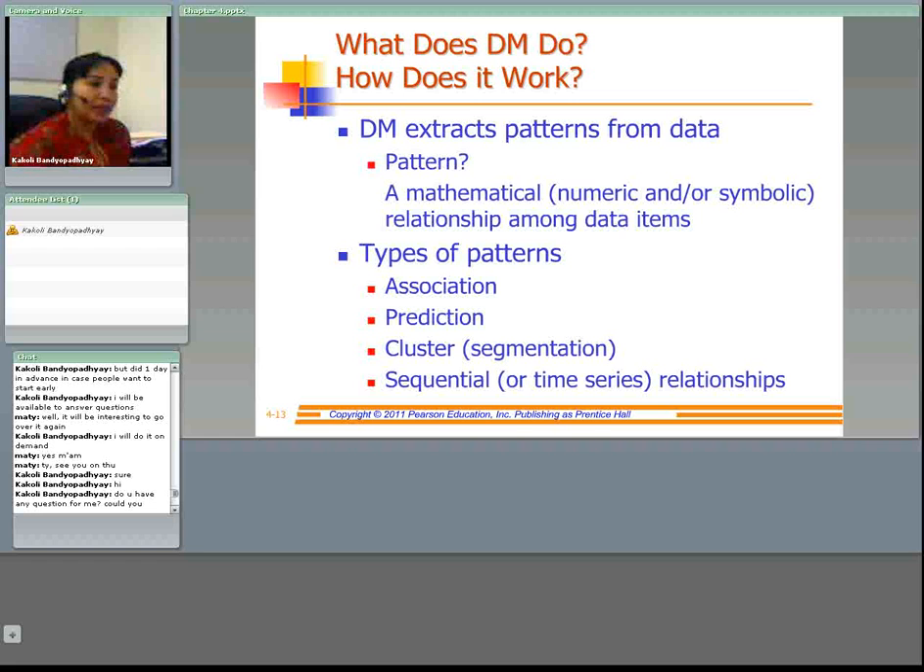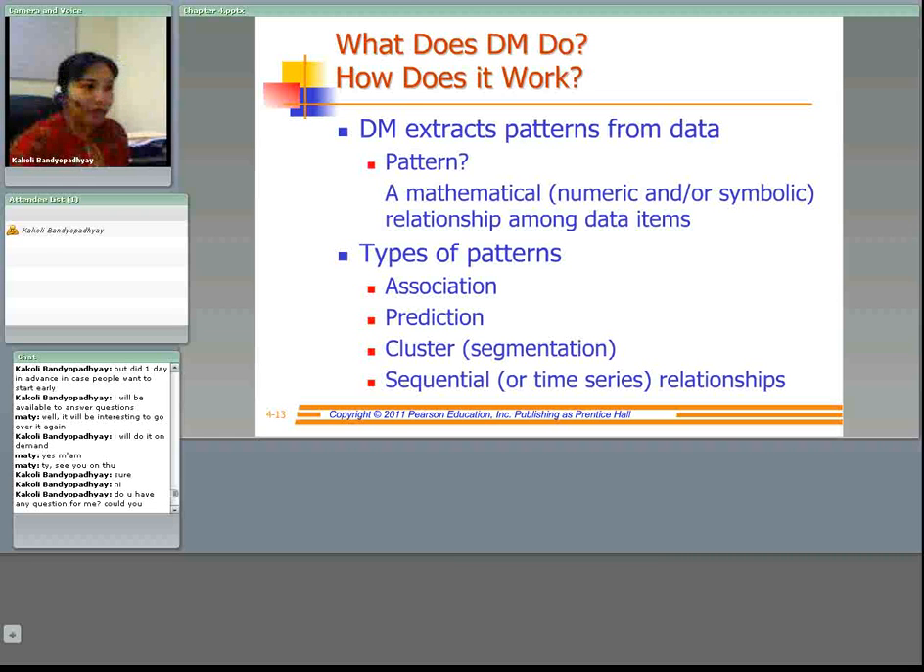What is sequencing? Sequencing is about events linked over time. Association talks about which variables go together at that particular point of time. Sequencing is about events that are linked over time. For example, when a house is purchased, a refrigerator will be purchased within 2 weeks, 65% of the time. When a house is purchased, a refrigerator will be purchased in 2 weeks, and that happens 65% of the time. So this is sequencing.